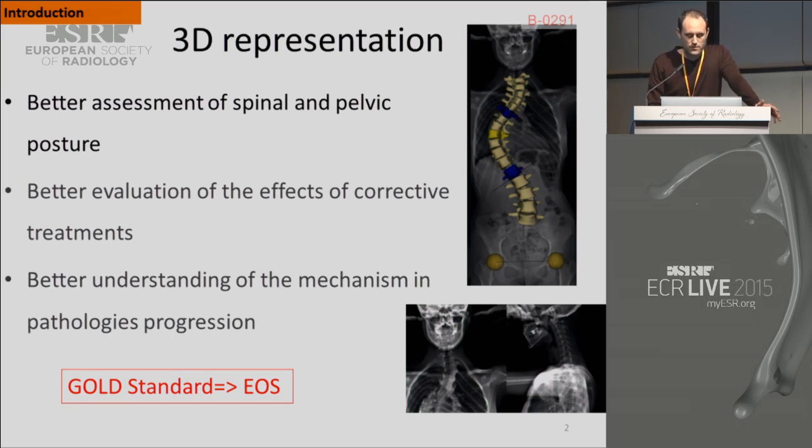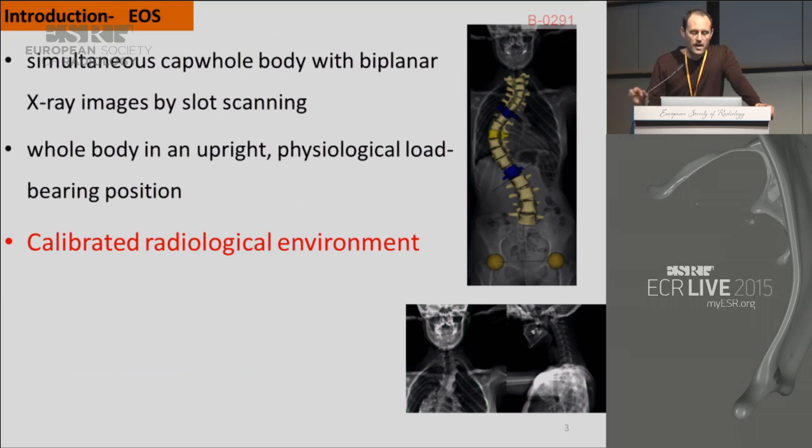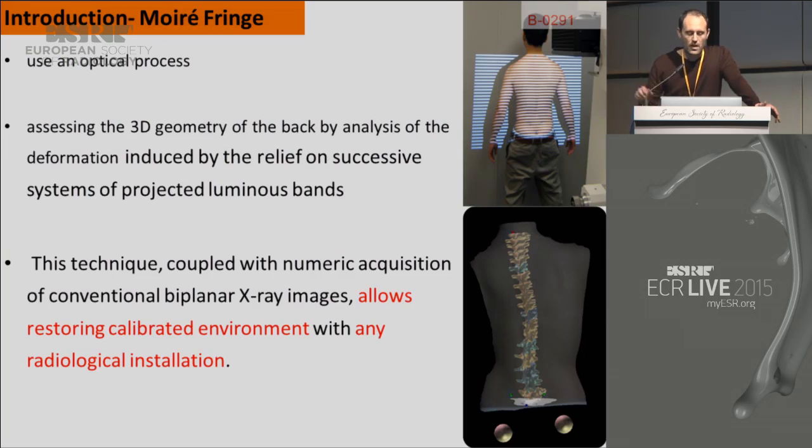Currently, the gold standard used in our hospital is EOS with the stereos software. EOS offers simultaneous whole body biplanar X-ray imaging by slot scanning, whole body in upright physiological load-bearing position, and it is a calibrated radiological environment.